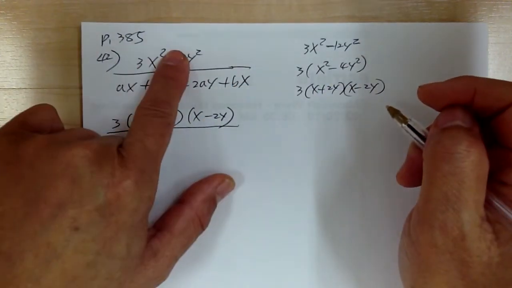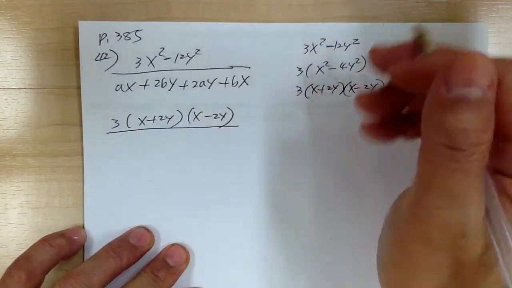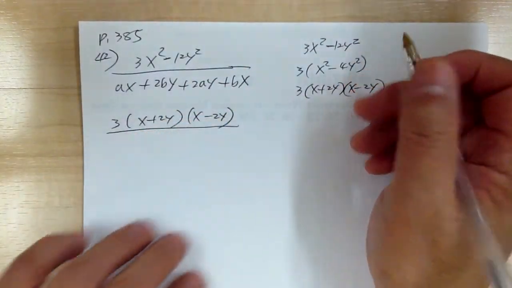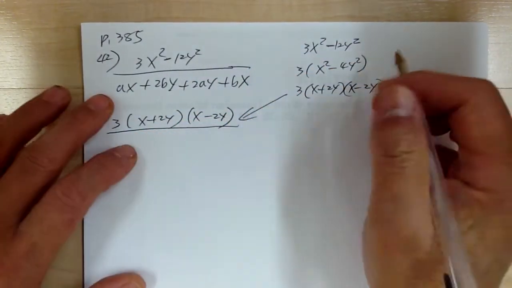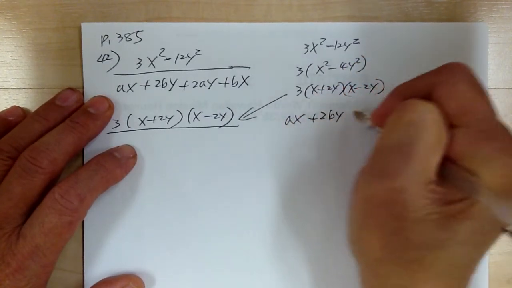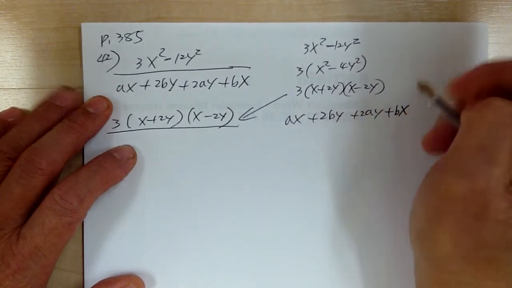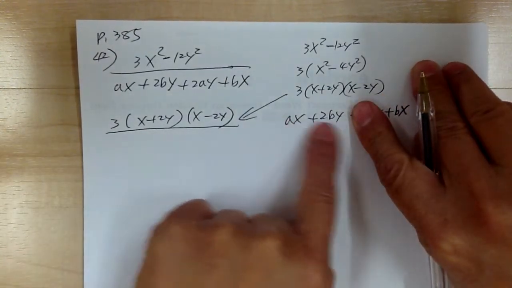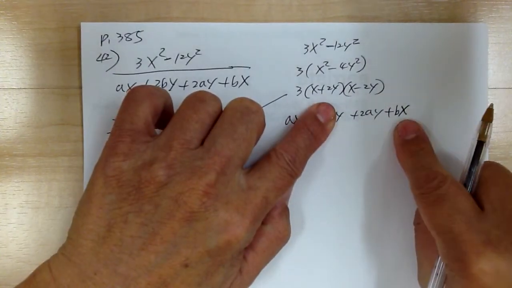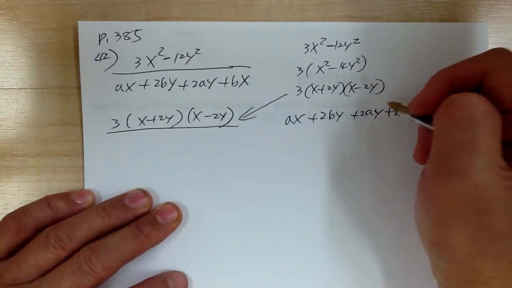Again, when things get complicated, it's okay to go off to the side and do this, but make sure you do it right next to it so people can see where this came from. Now the grouping: you got ax plus 2by plus 2ay plus bx. If you group these two, that's nothing you can factor. If you group these two, that's nothing you can factor. So you need to go ahead and try to regroup.